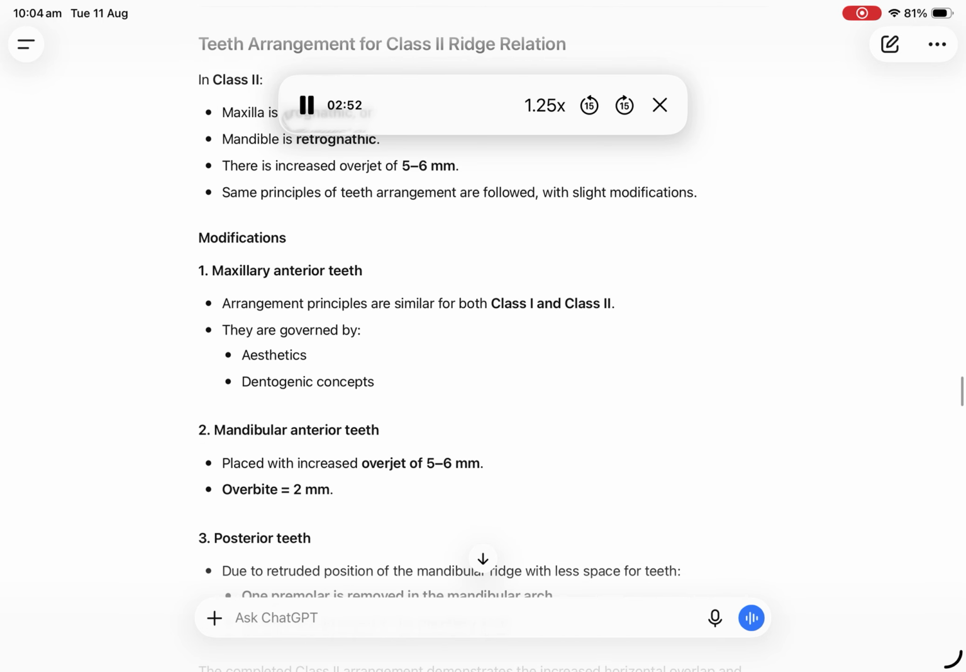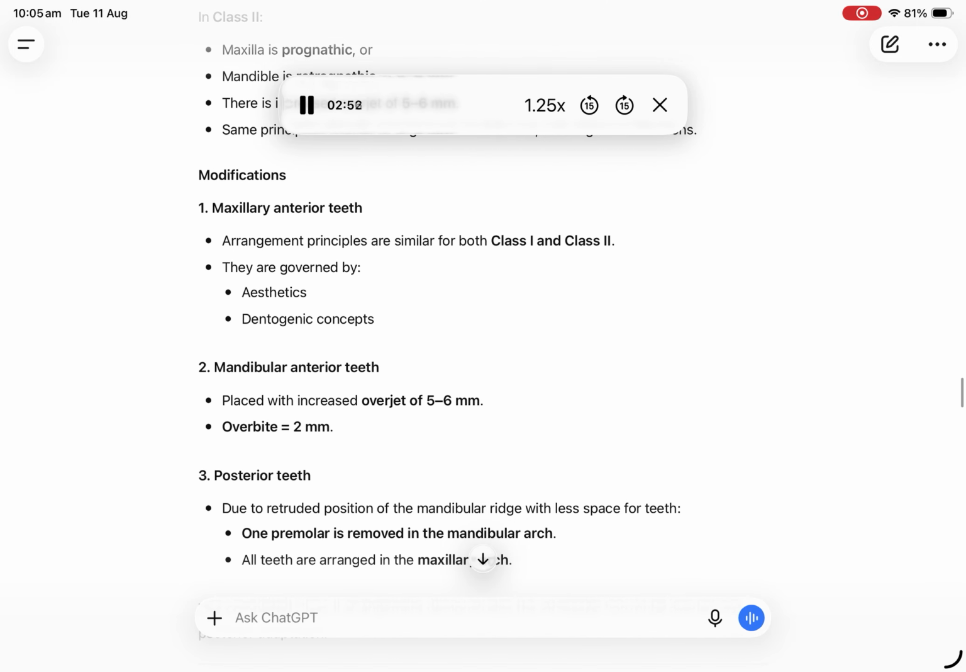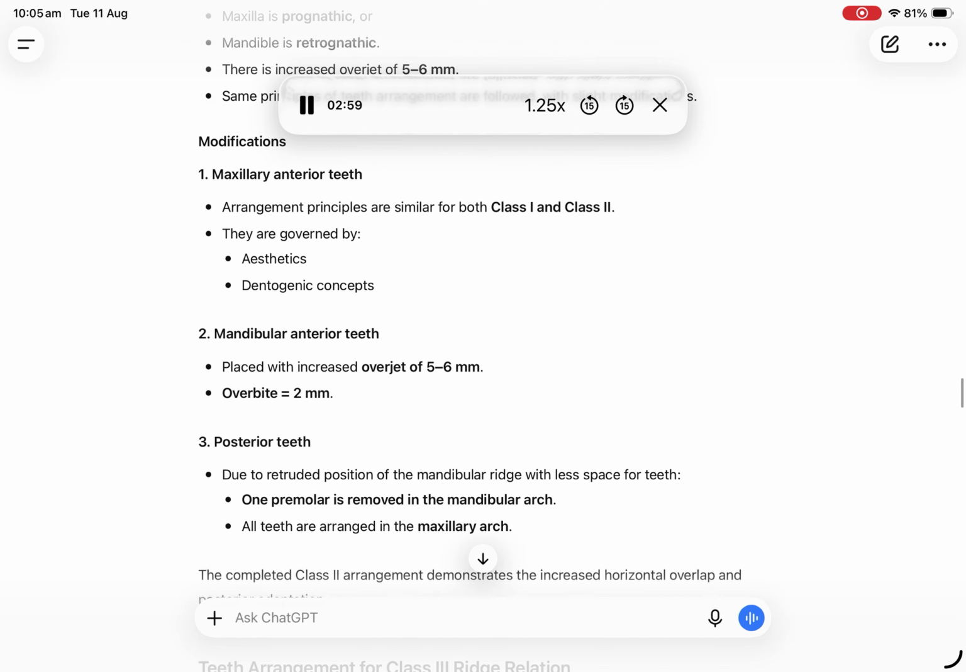1. Maxillary anterior teeth. Arrangement principles are similar for both Class 1 and Class 2. They are governed by aesthetics, dentogenic concepts. 2. Mandibular anterior teeth, placed with increased overjet of 5 to 6 mm. Overbite equals 2 mm.